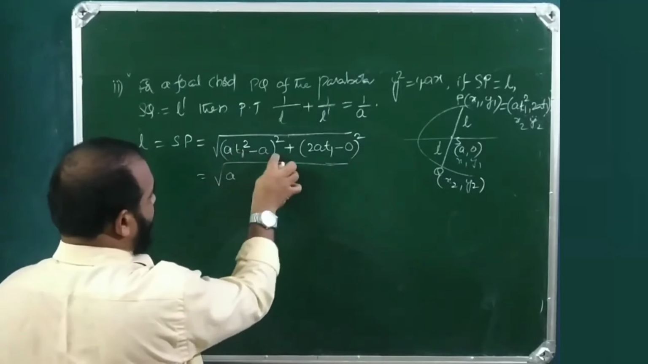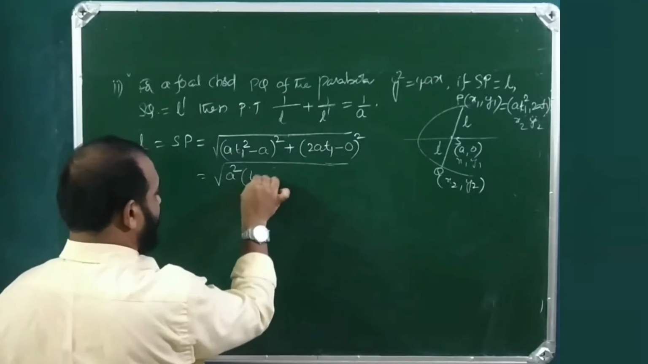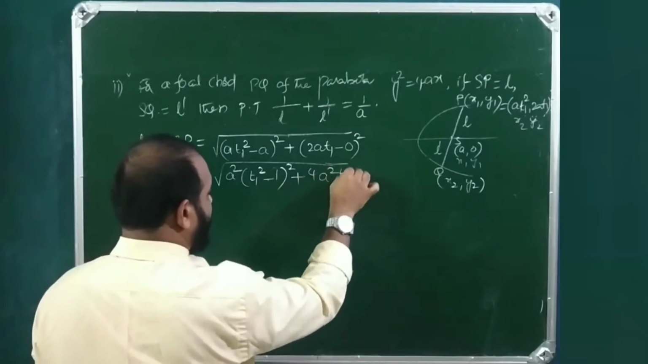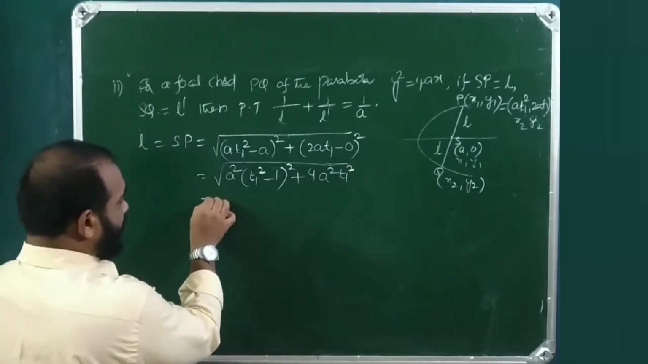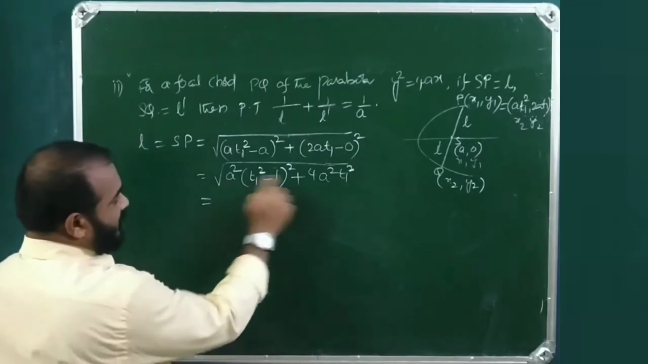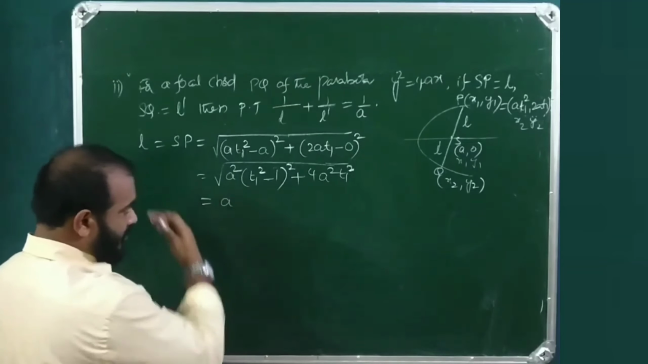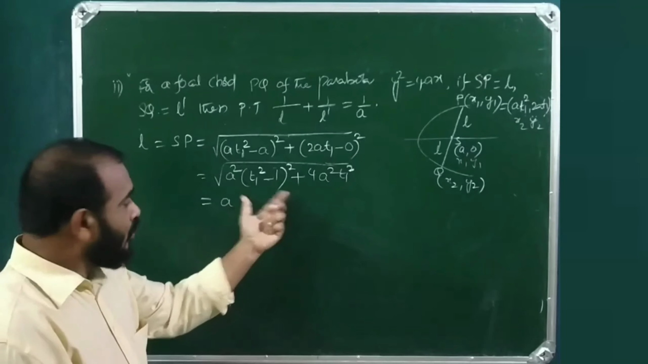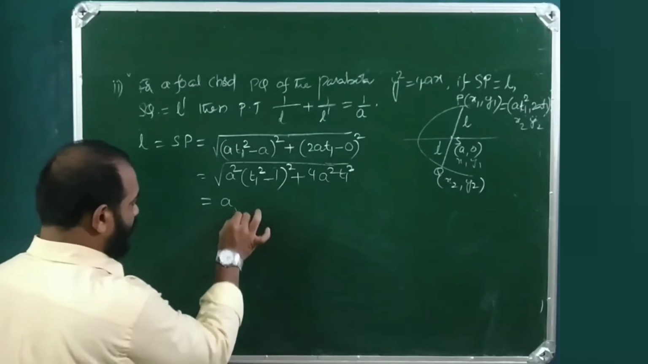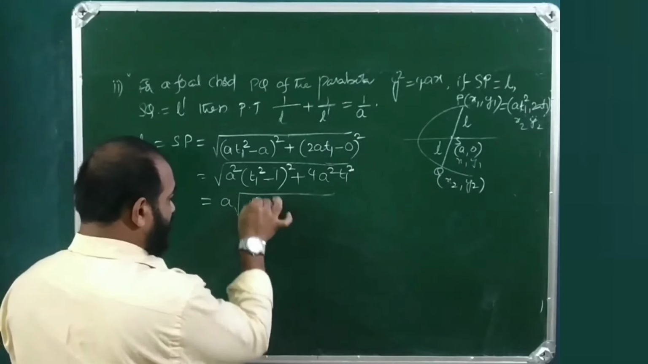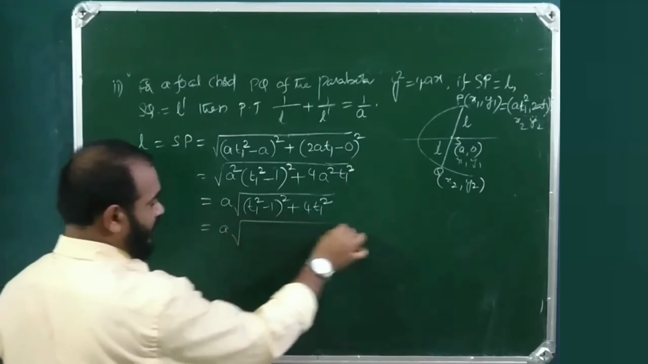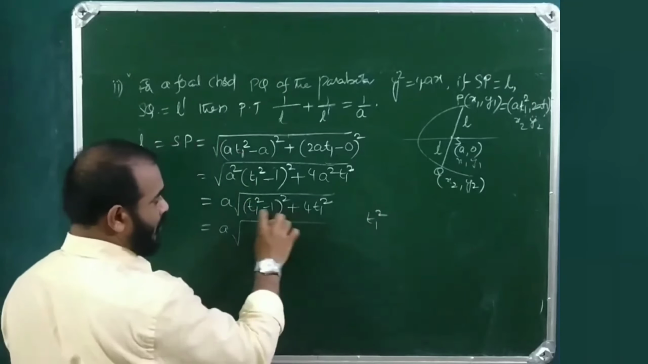This is equal to, if I take a in common in both of them, t1 square minus 1 whole square plus 4a square t1 square. So if I take a square in common and take it out of the root, then we will be getting a into square root of t1 square minus 1 whole square plus 4 t1 square.